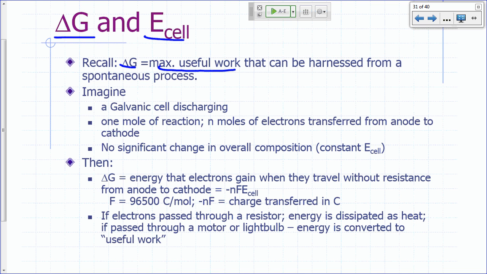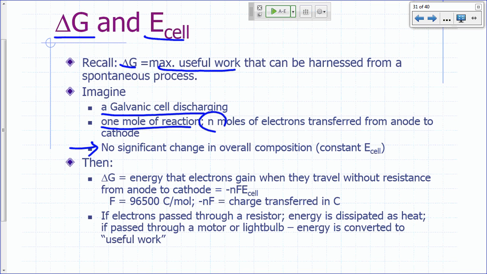And this is one way you can harness that energy. You let it drive electrons through a wire. You do electrical work. So imagine you have a galvanic cell that's discharging. Let's say a mole of reaction occurs. That means n moles of electrons will be transferred from the anode to the cathode. And let's just imagine that throughout that process, the cell potential, the voltage across your galvanic cell, doesn't change significantly.